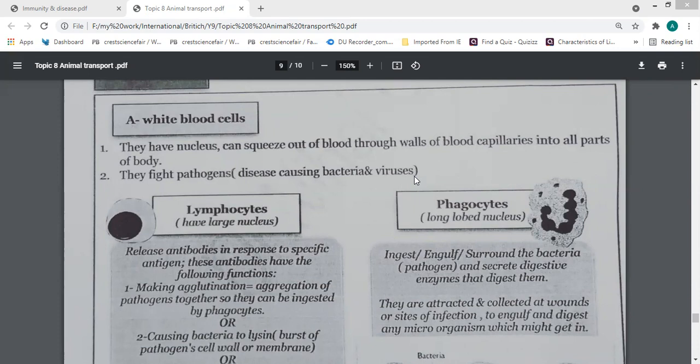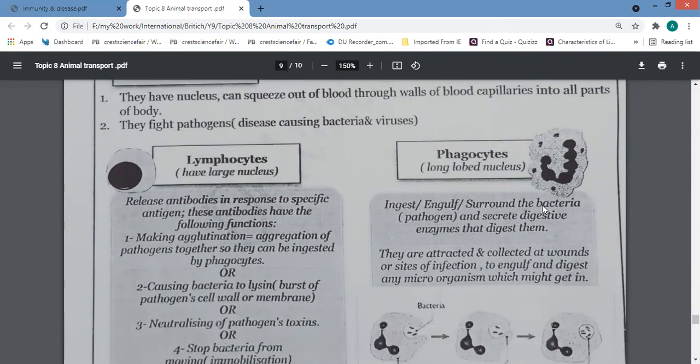We know that white blood cells are one of the blood components. The difference between white blood cells and red blood cells is the presence of a nucleus. Red blood cells have no nucleus, but white blood cells have nuclei of different shapes. So white blood cells are characterized by the presence of a nucleus, and their role is to fight the pathogens which cause disease.